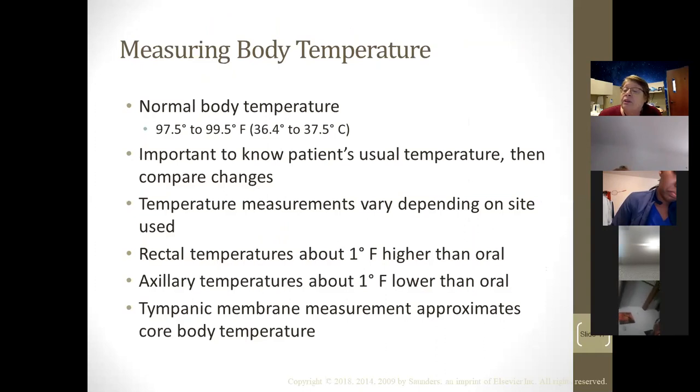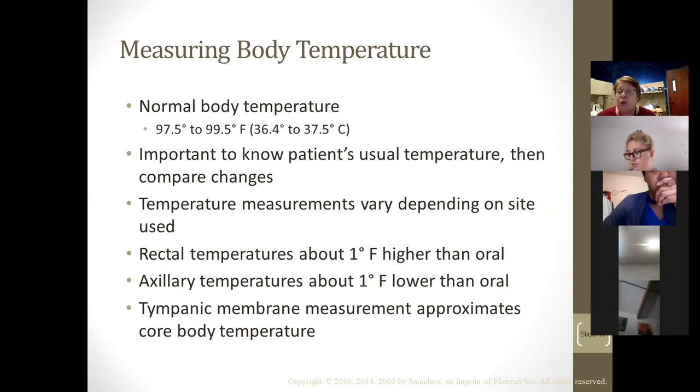So it's important to know the patient's usual temperatures and then compare the changes. If somebody's normal temperature is 96.8 or 97, and you take their temperature today and it's 98, that's a little higher than normal, right? You have to know their normal temperature. They may not appear to have a fever, but if they're a couple of degrees higher than their normal temperature, they're working on something. You need to work on that, okay?